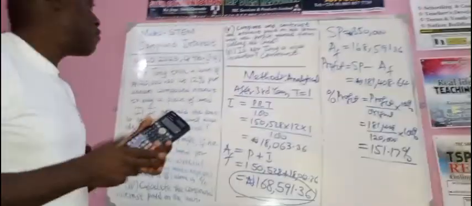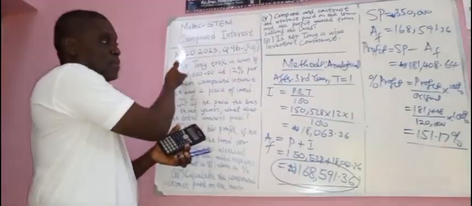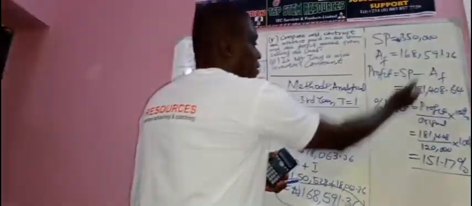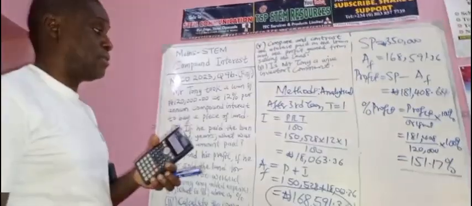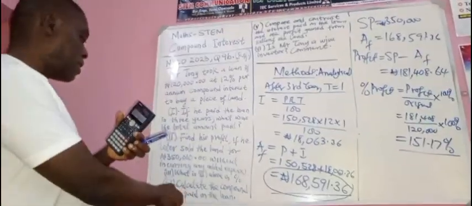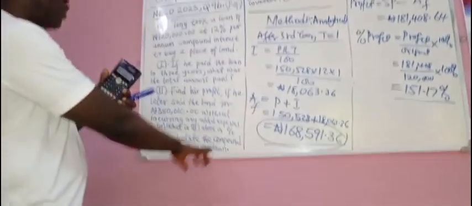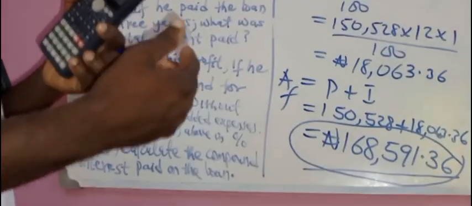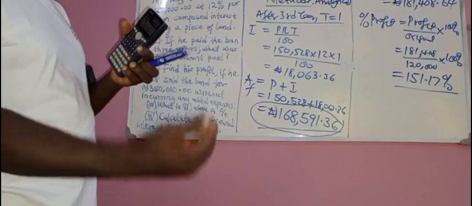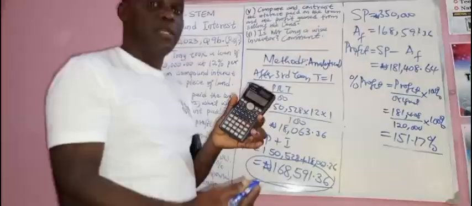151.17%. More than 100% profit he was able to make from borrowing just 120,000 and ending up having this amount as profit. That is interesting. Then calculate the compound interest paid on the loan. That's number 4. Calculate the compound interest on the loan. Now, compound interest is an accumulated interest from the first year to the third year.